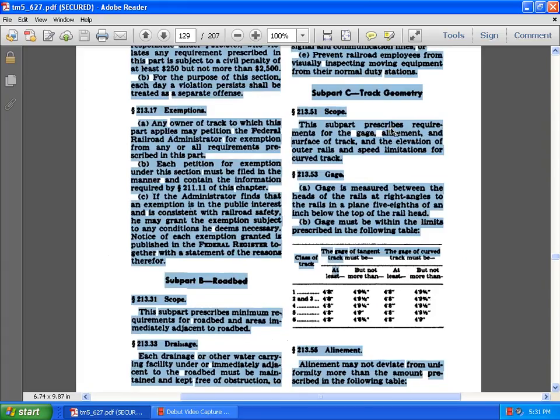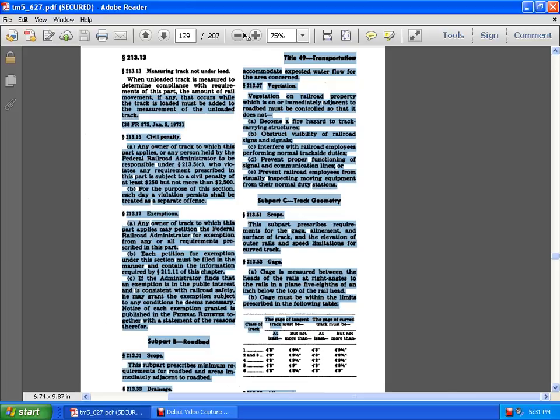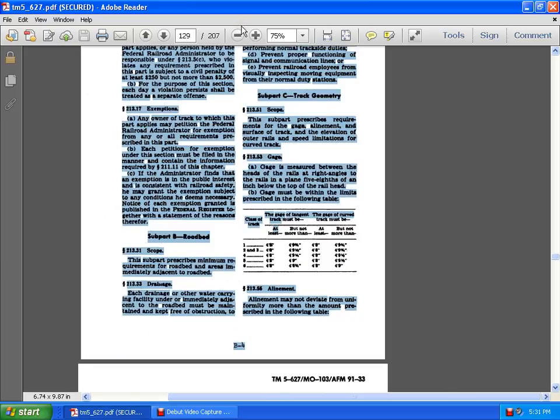The tangent: the gauge of the track must be at least 4/8 of an inch, but not more than 4/9 and a quarter, for classes 1, 2, 3, 4, 5 and 6. The alignment may not deviate from uniformity more than the amount prescribed in the following table.